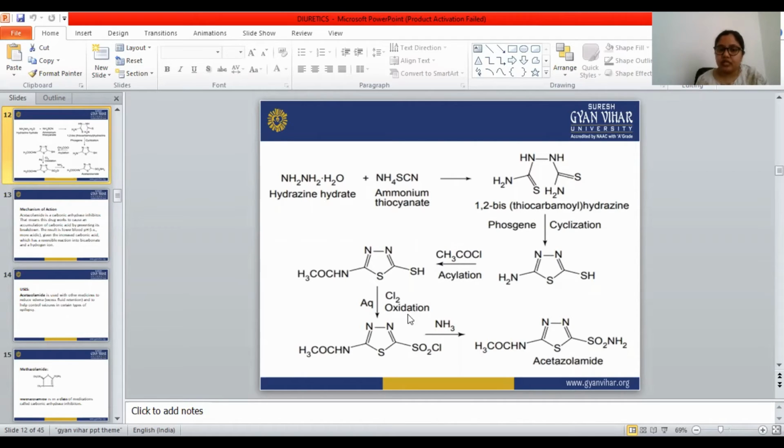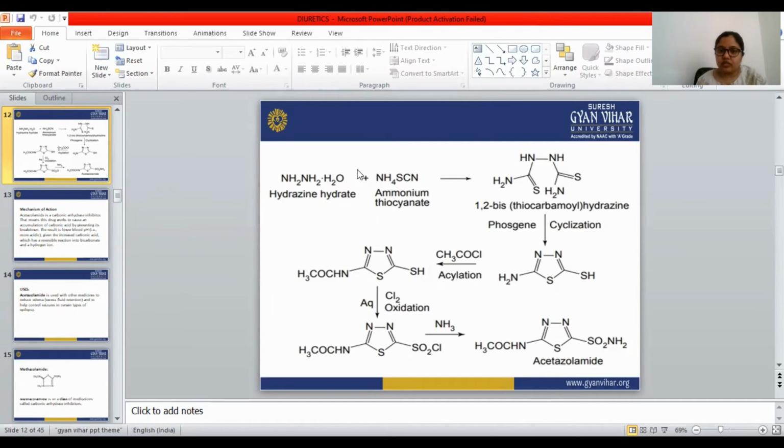After that, Cl2 oxidation of this product gives this product: one Cl comes here and one HCl is removed. After that, with the alkylation of this product, we will get our acetazolamide drug. So this is the synthesis of the acetazolamide drug.